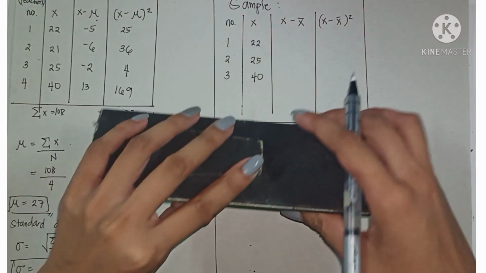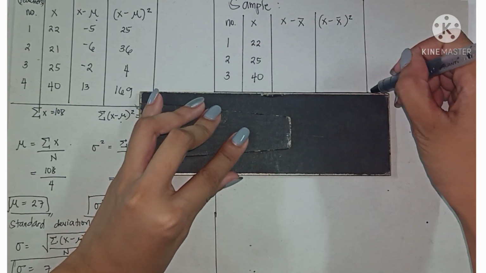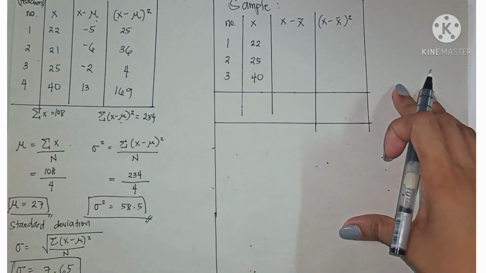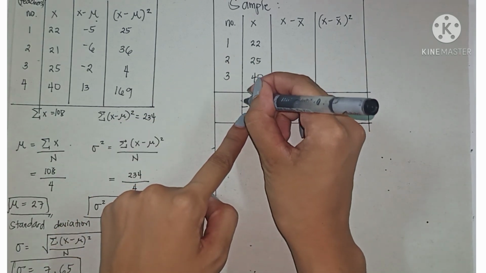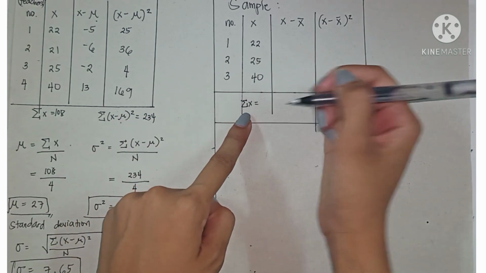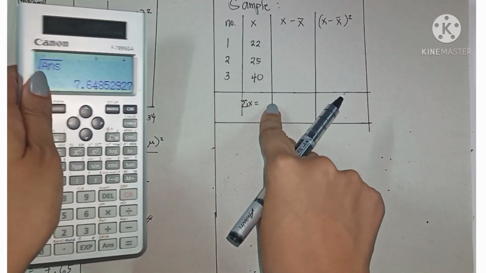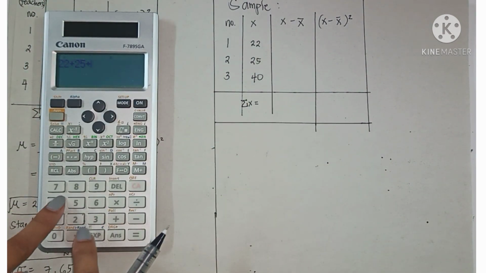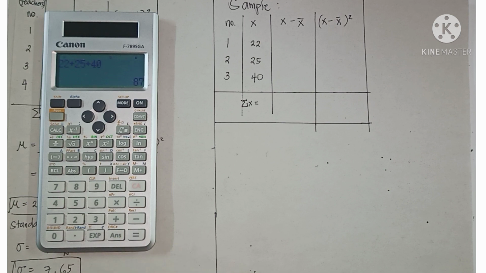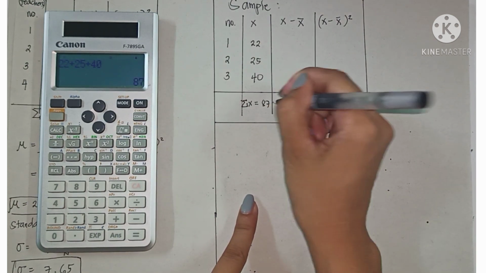So ngayon, katulad ng ginawa mo lang sa population, kukunin mo ang summation. So kunin ang summation ni x. So summation of x is equal to, I-add lang po natin lahat. So 22 plus 25 plus 40, that is equal to 87. Okay, so that is equal to 87.